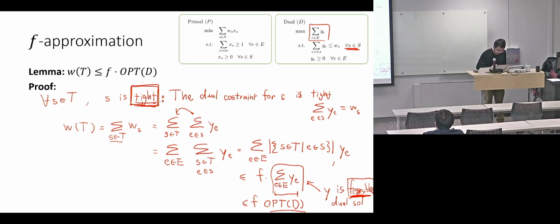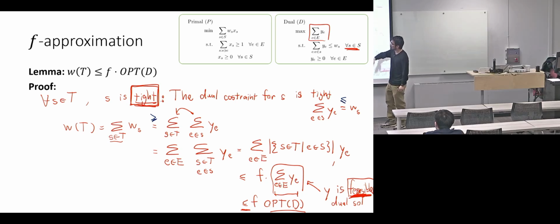Because y is feasible, that's why we can say this. Without tightness, you would have something else, and the inequality would go the other way, and nothing works. So I hope you are convinced that the weight of our solution is at most f times the dual. Once we have this, we are done. So this gives us an f approximation.